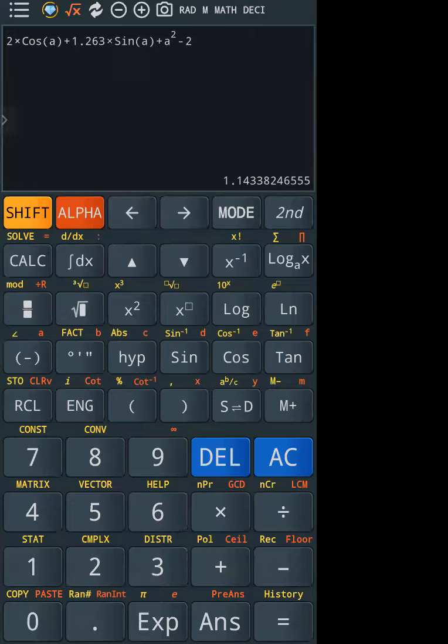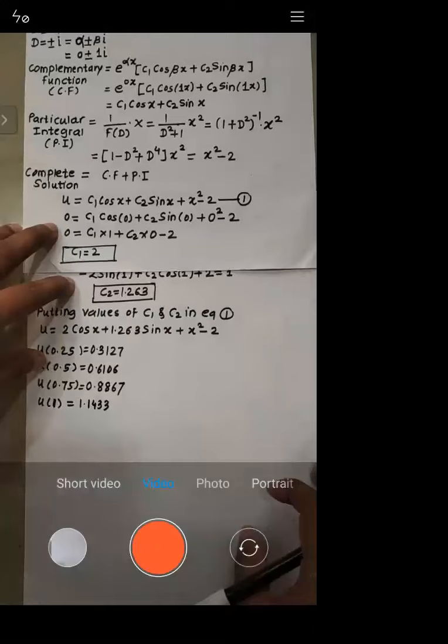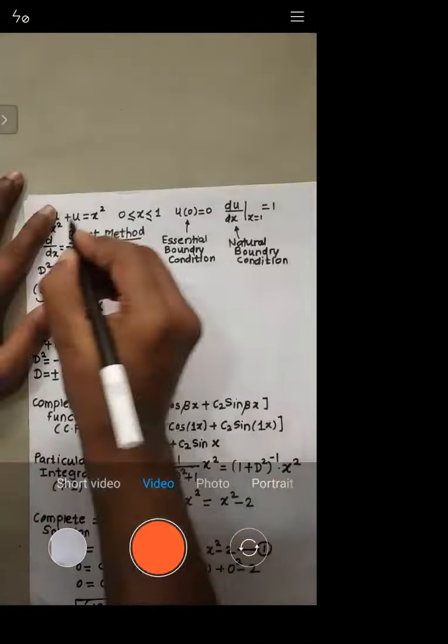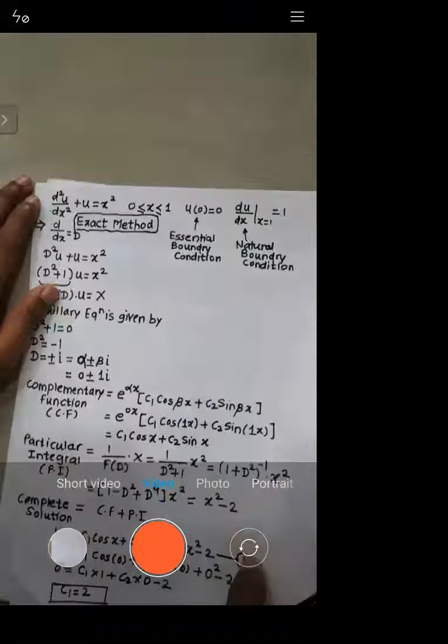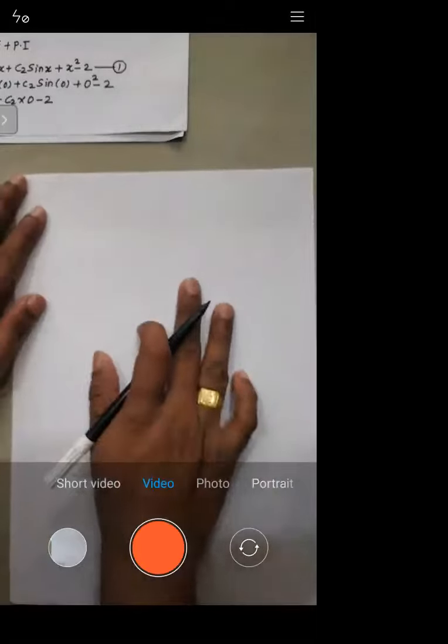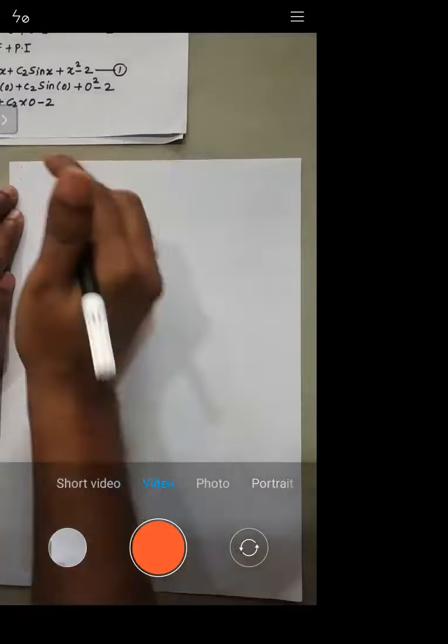Is it okay to everyone? Now see, this problem we have solved by using which method? By exact method. We have solved this problem by using the exact method. Now the same problem we will try by collocation method.